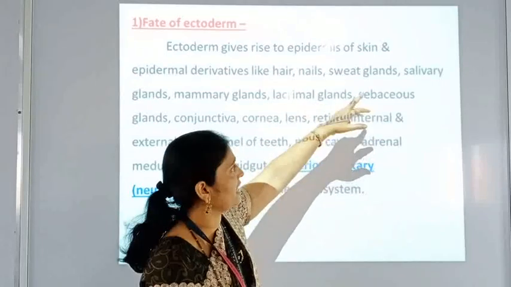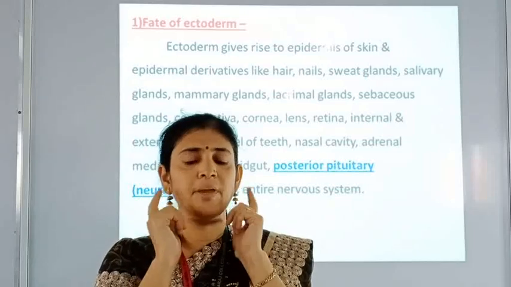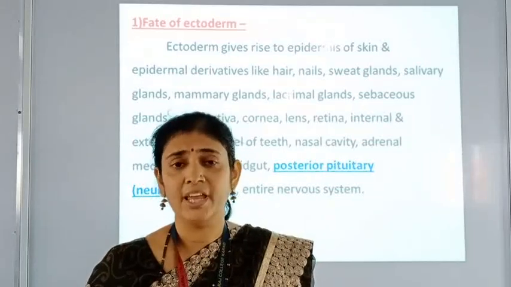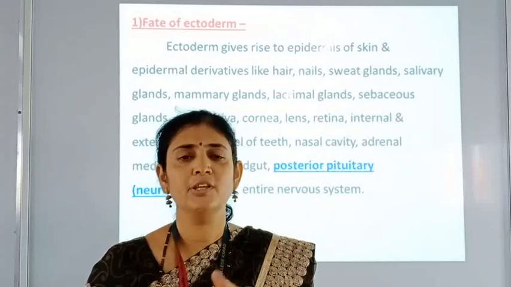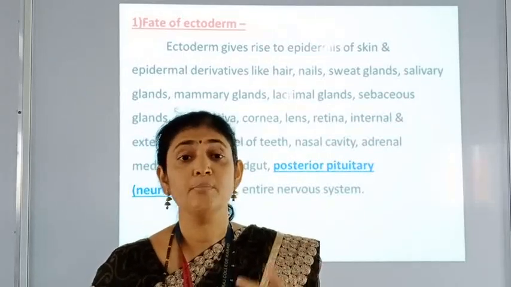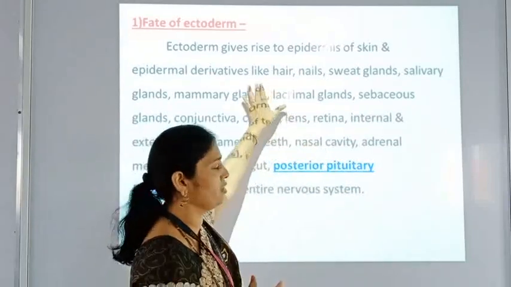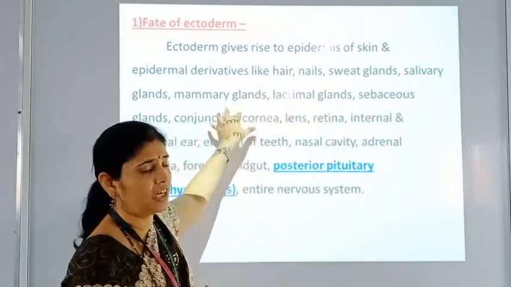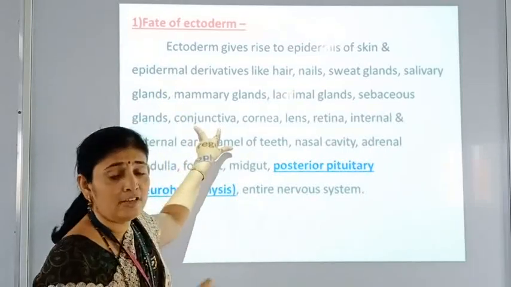Then sebaceous glands, salivary glands. The salivary glands, as you know, there are three pairs of salivary glands present in our mouth region, that is sublingual gland, submandibular gland and parotid gland. All these glands are also derived from this ectoderm. These are the different glands which are derived from the ectoderm. Now the next part here रिलेटेड टू आवर आय.